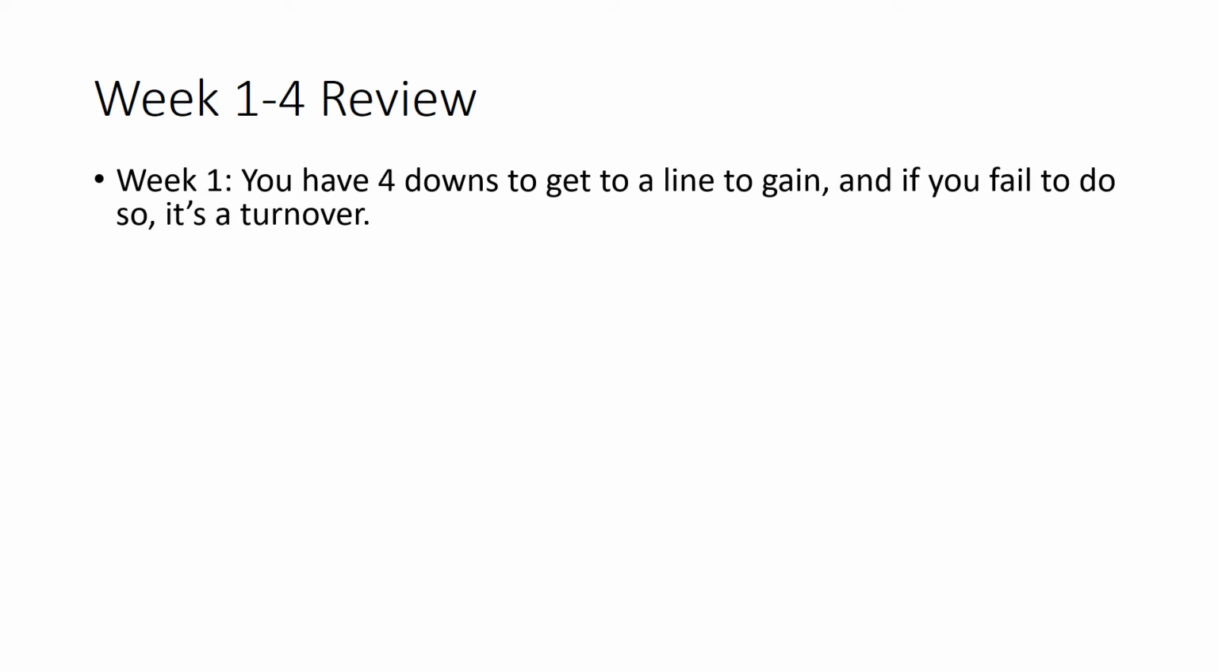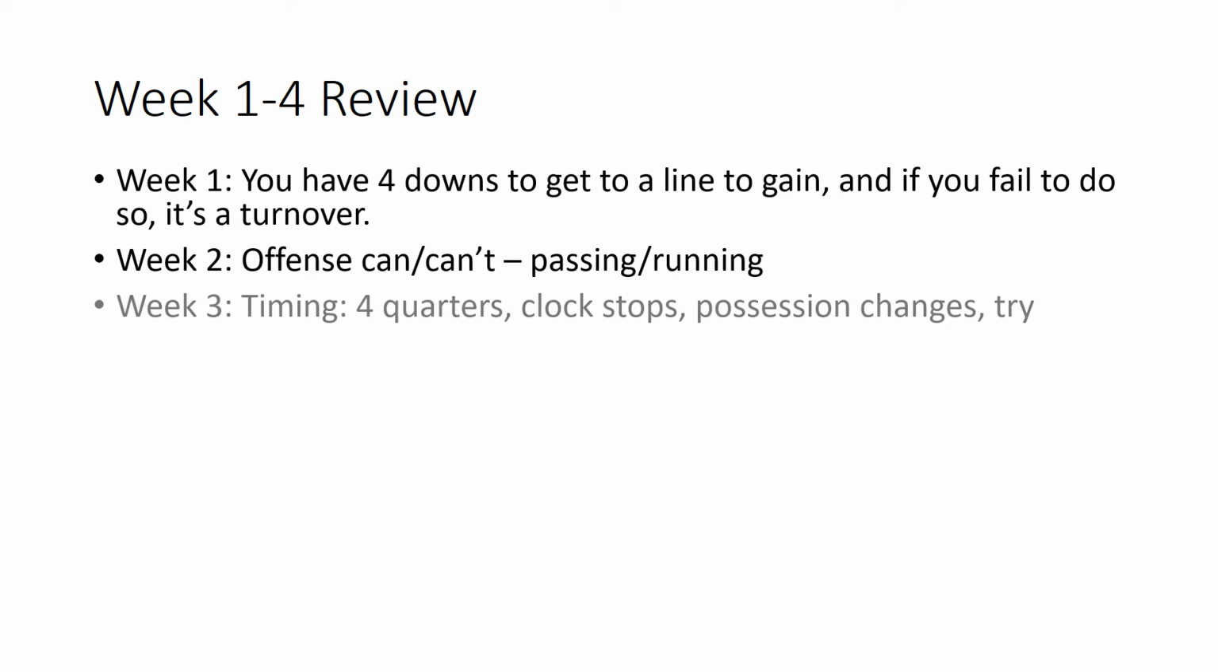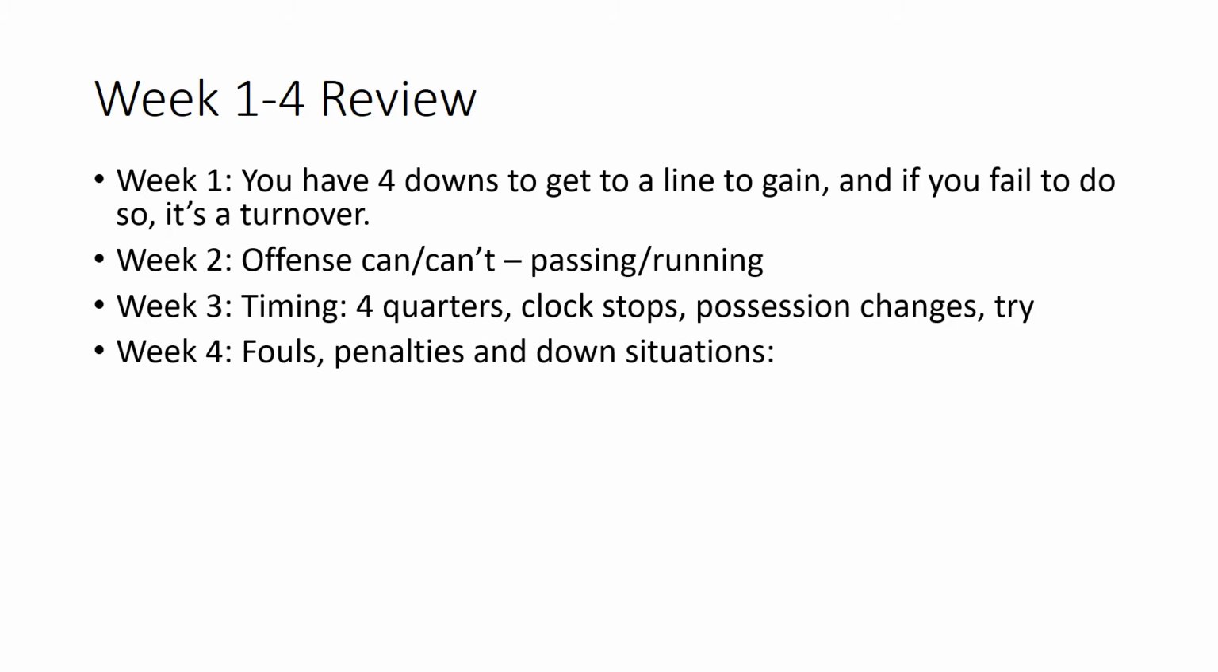To review, week 1 we talked about downs, line to gains, and turnovers. Week 2, we talked about what the offense and defense can and can't do: passing, running, rushing the quarterback, guarding receivers, blocking, etc. Week 3, we talked about timing: 4 quarters, a running clock, the clock stopping at the end of the first half and the second half, possession changes, and the fact that you can go for a try after you score a touchdown. In week 4, we overviewed fouls, penalties, and down situations.